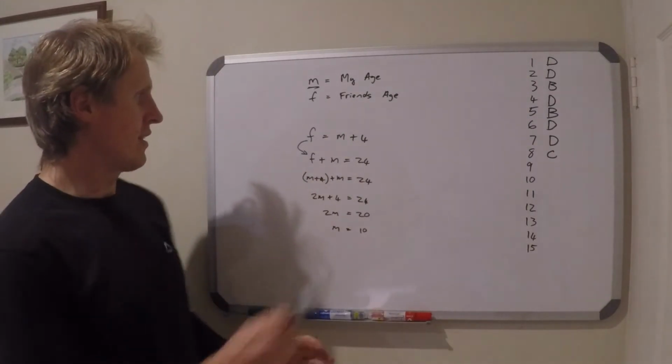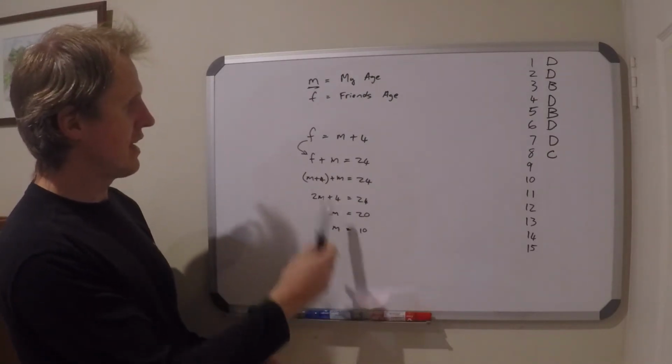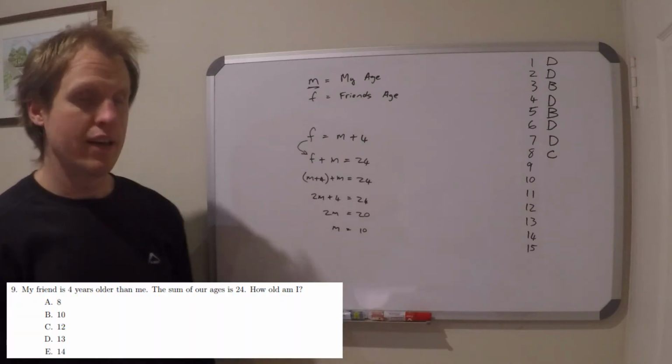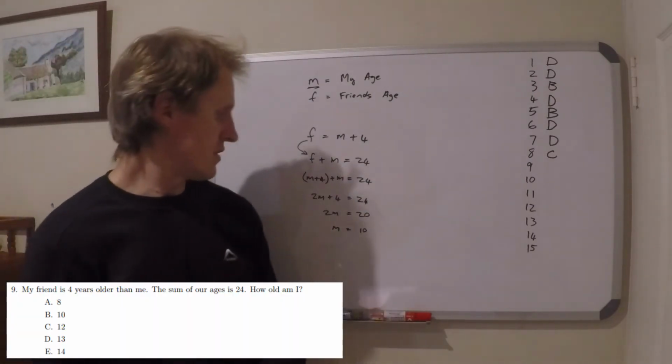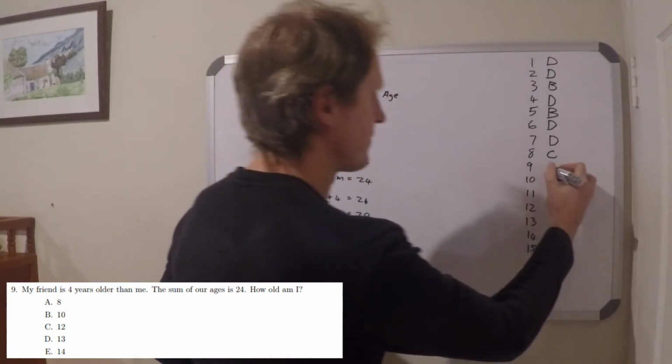And if you calculate that back, just to check the answer is right, if my age is 10, my friend's age is 4 years older than me, which is 14. And 10 plus 14 is indeed 24. So that is the answer to this question. My age is 10, which is B.